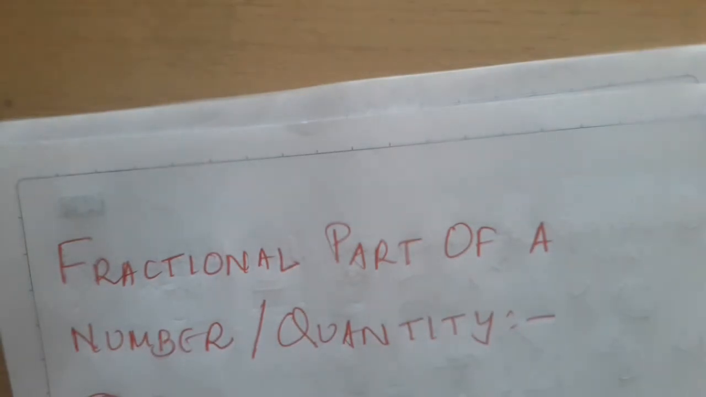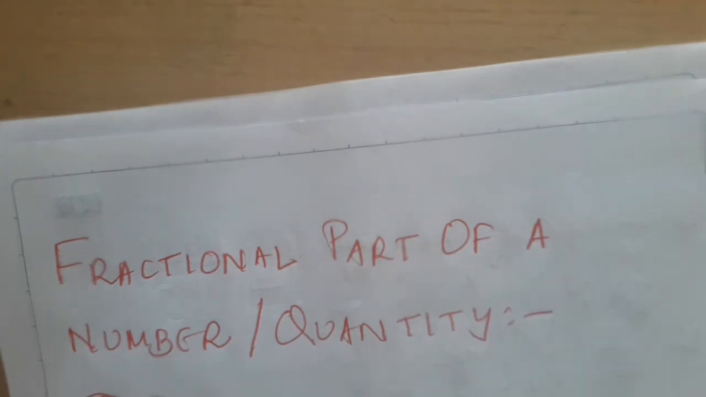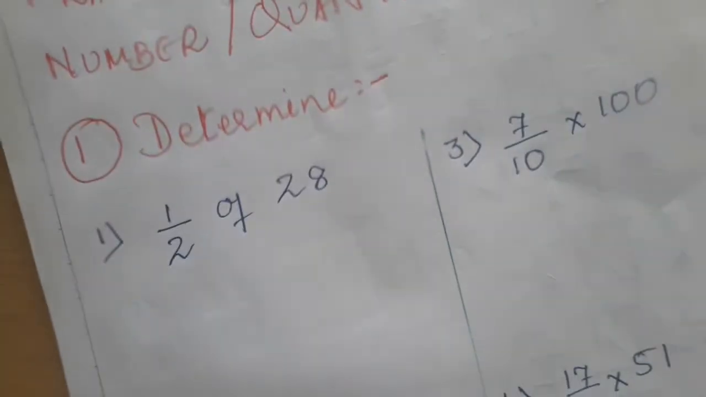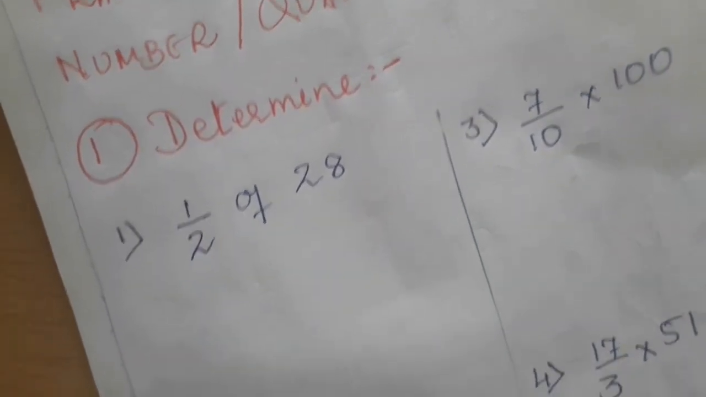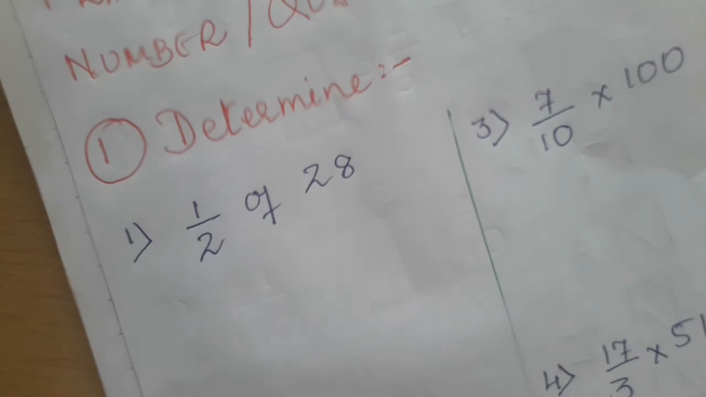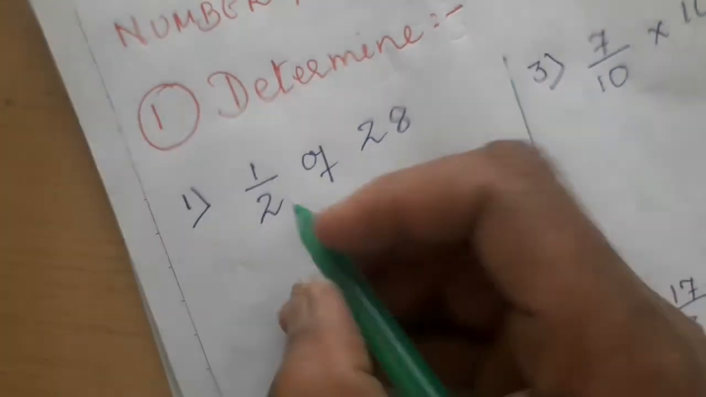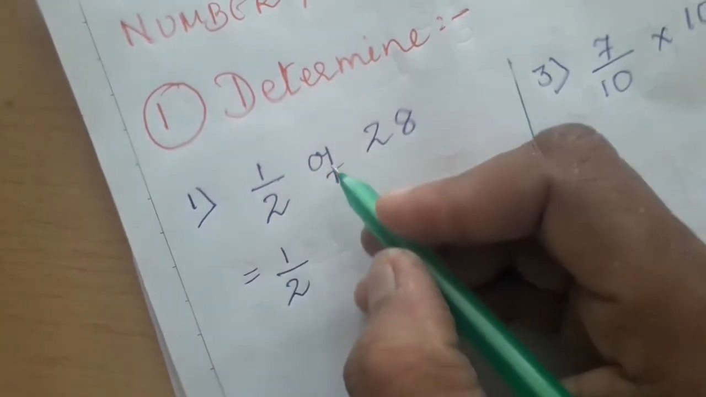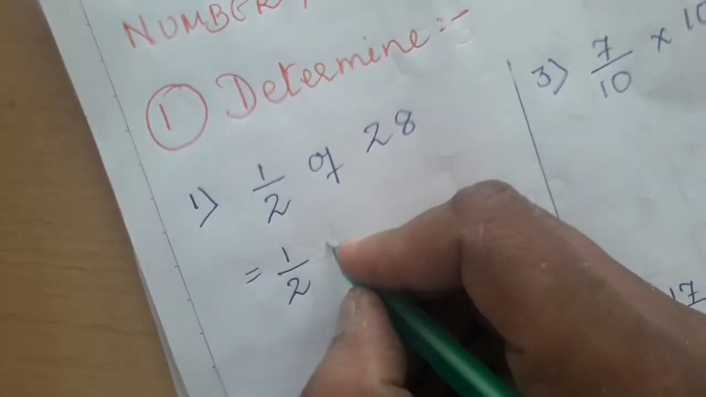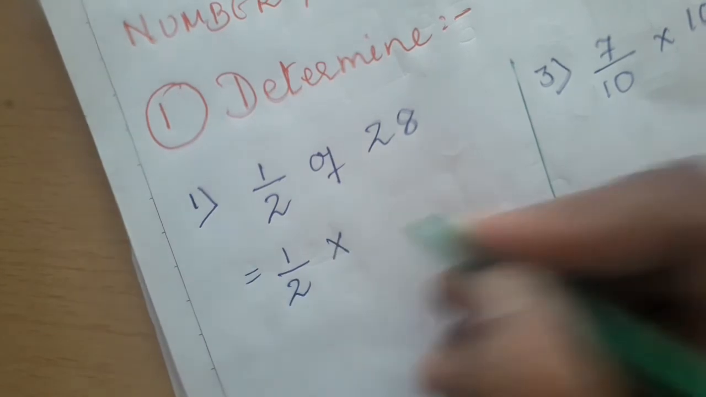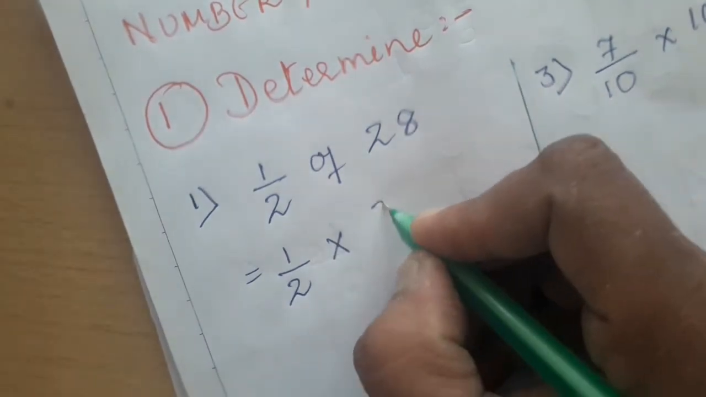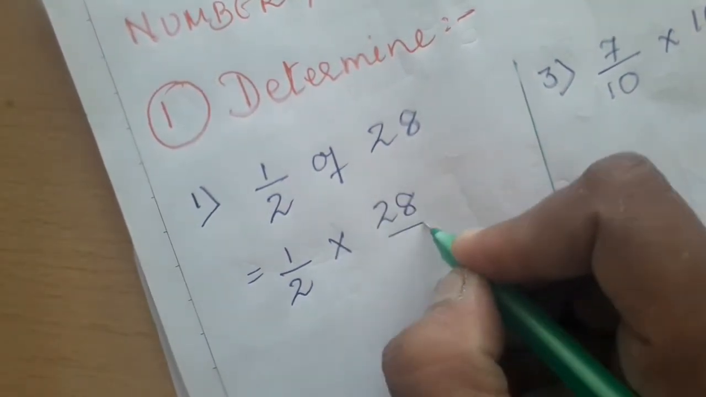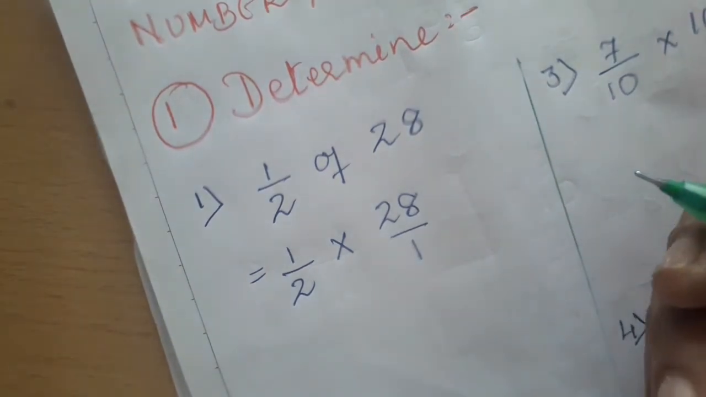Hello children, now let's see how to find fractional part of a number or quantity. So here you can see the question given here, determine half of 28. Okay, so how you are going to proceed is write here half, as given, of, you are going to write the multiplication sign. Now this is 28, write 28 and write denominator as 1 for convenience.